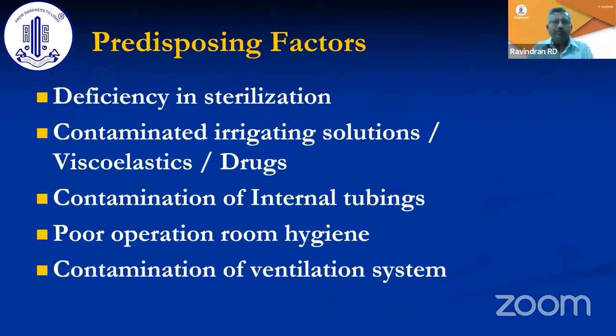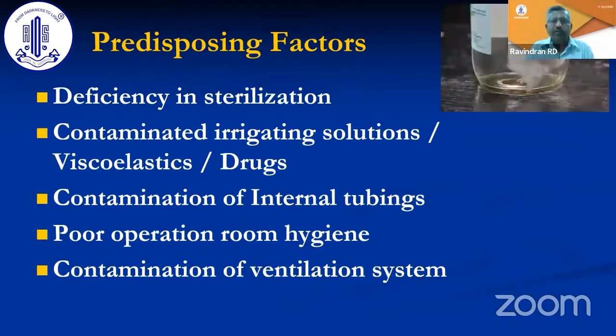If you look at the predisposing factors in all these reported instances, they point towards deficiency in sterilization, or contaminated irrigating solutions or viscoelastics. As you can see in this picture, there is a kind of coagulum, a fungal ball, in this bottle. Unless you monitor these things on a regular basis, you may not pick it up. Or it could be due to contamination of the internal tubings of the phacoemulsification machine, operation room hygiene, and contamination of the ventilation system can also play a role.